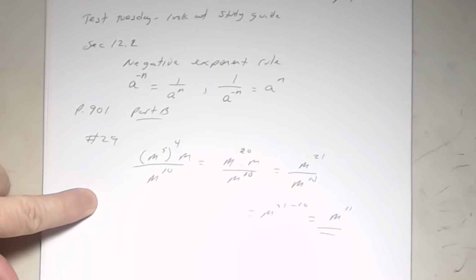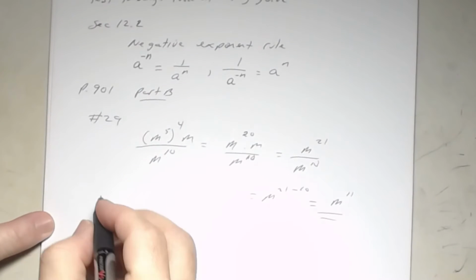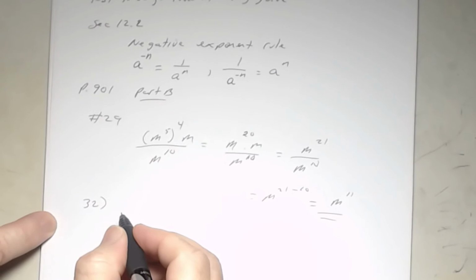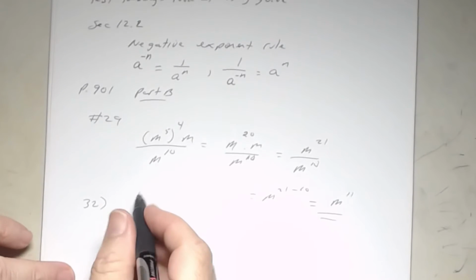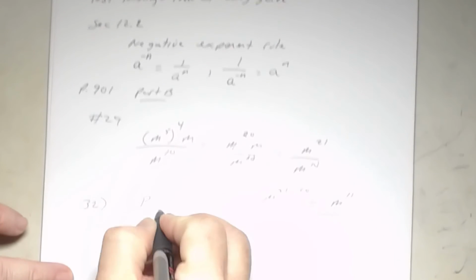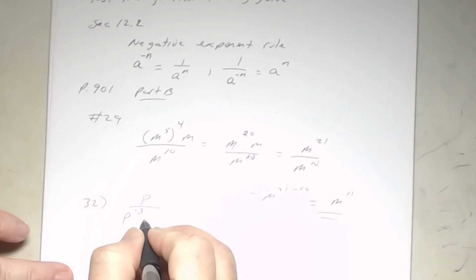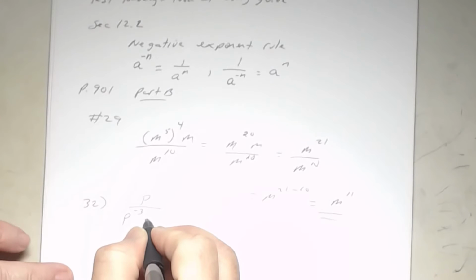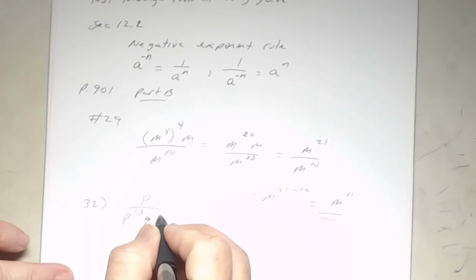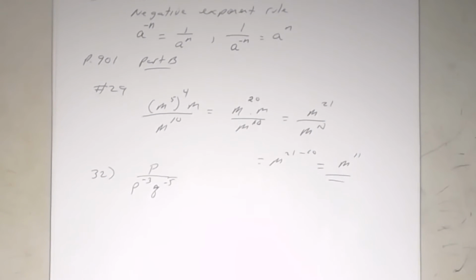Let's look at 32. Okay, 32, you have this. You have p divided by p to the negative third times q to the negative fifth. All right. So what are you going to do?